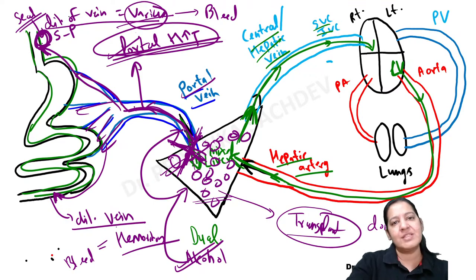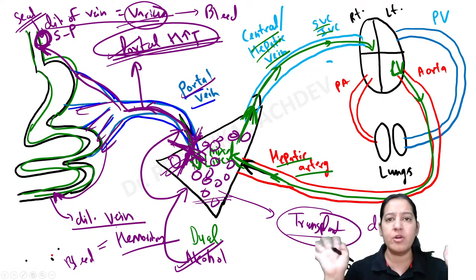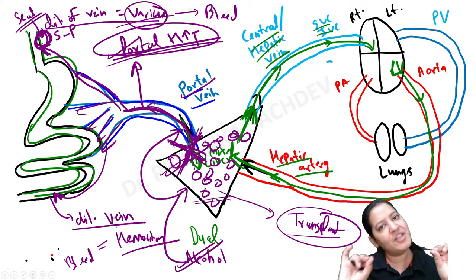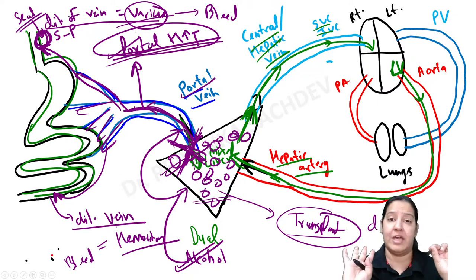But again, after some time, another vein can dilate because you are not treating the main cause. Portal hypertension is still existing even after sclerotherapy. So after sclerotherapy, the bleeding from that particular ruptured vein is temporarily stopped.